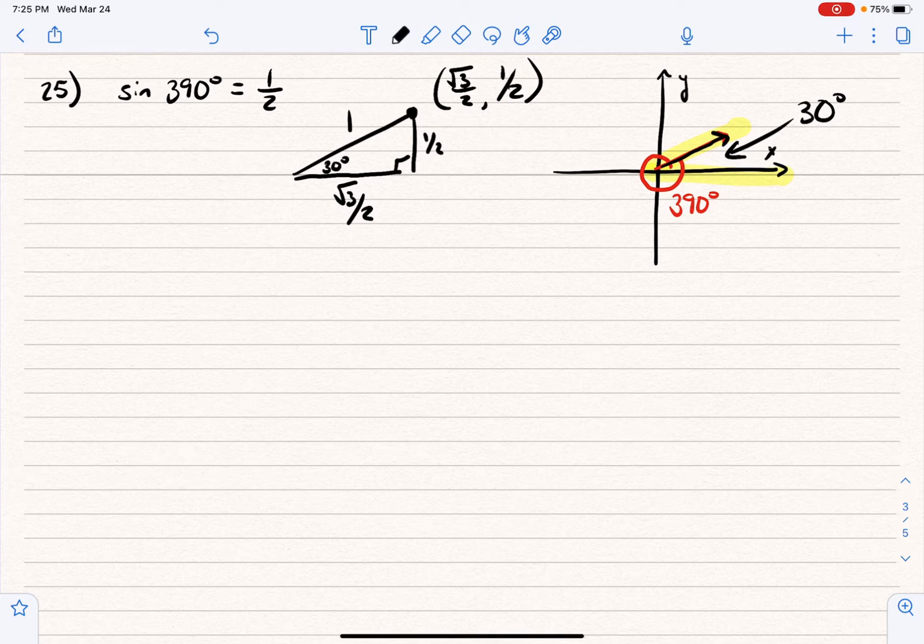And so with that then, I know that sine is y over r. Here's my y value. My r value is 1. So therefore the sine of 390 degrees is just 1/2, because 1/2 over 1 is 1/2.